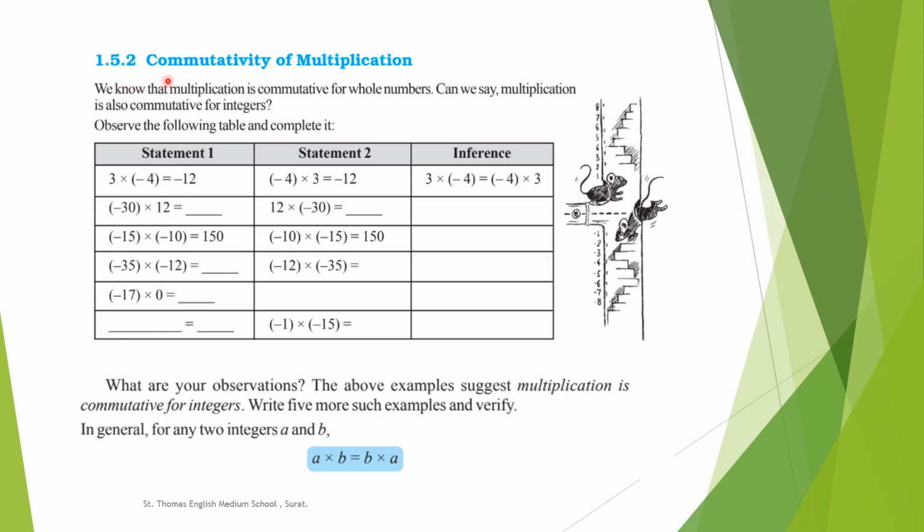Next property, commutativity of multiplication. We know that multiplication is commutative for whole numbers. Can we say multiplication is also commutative for integers? Observe the following table and complete it.